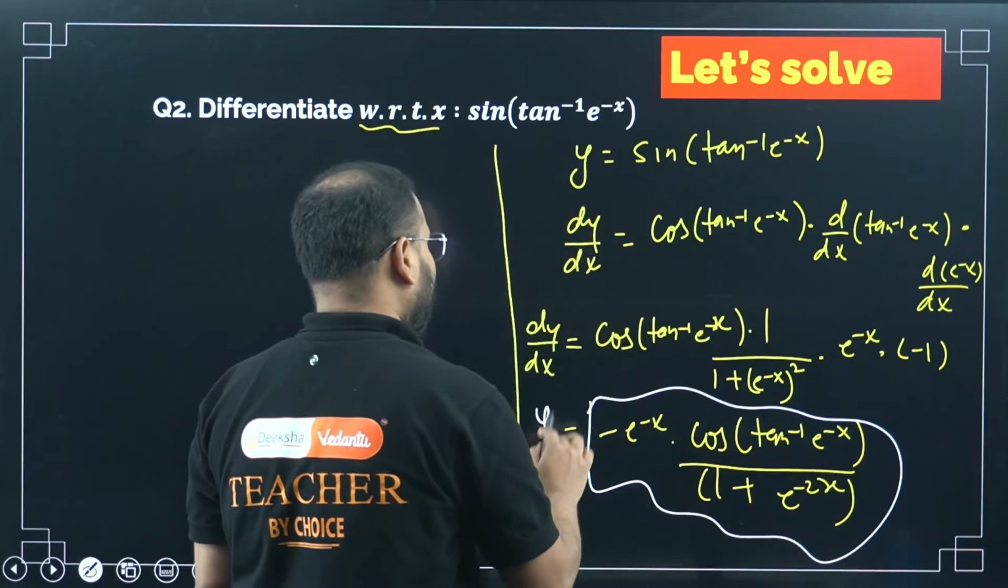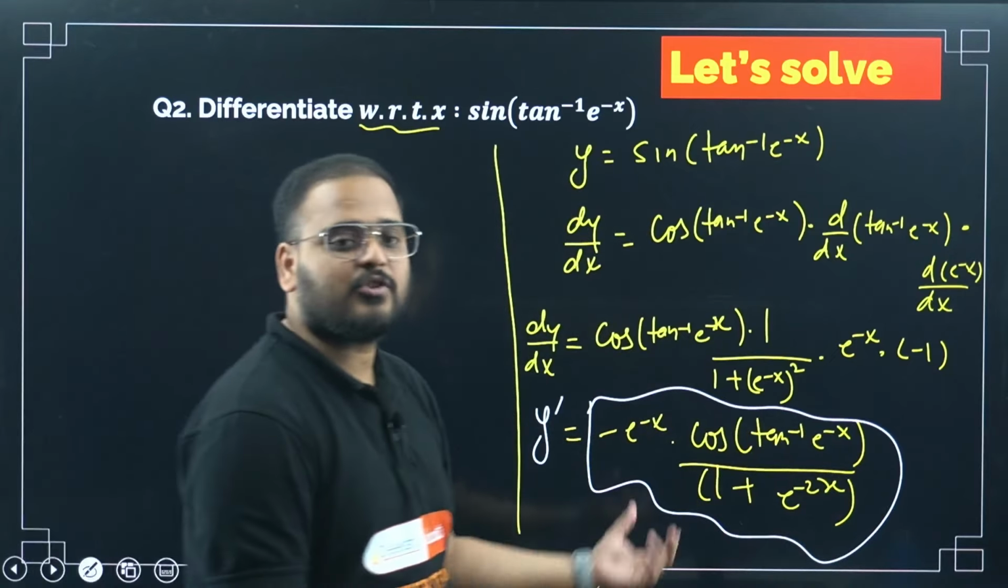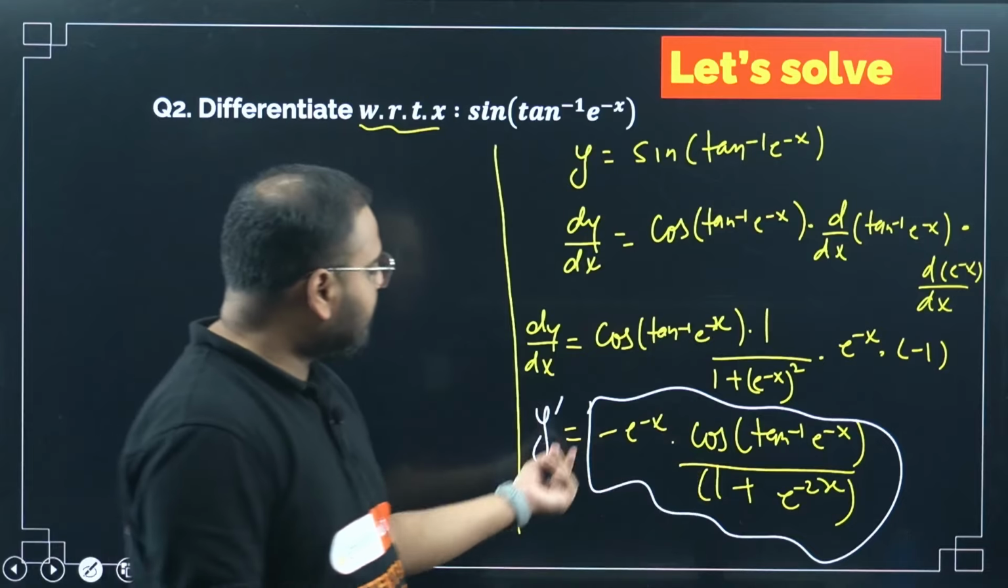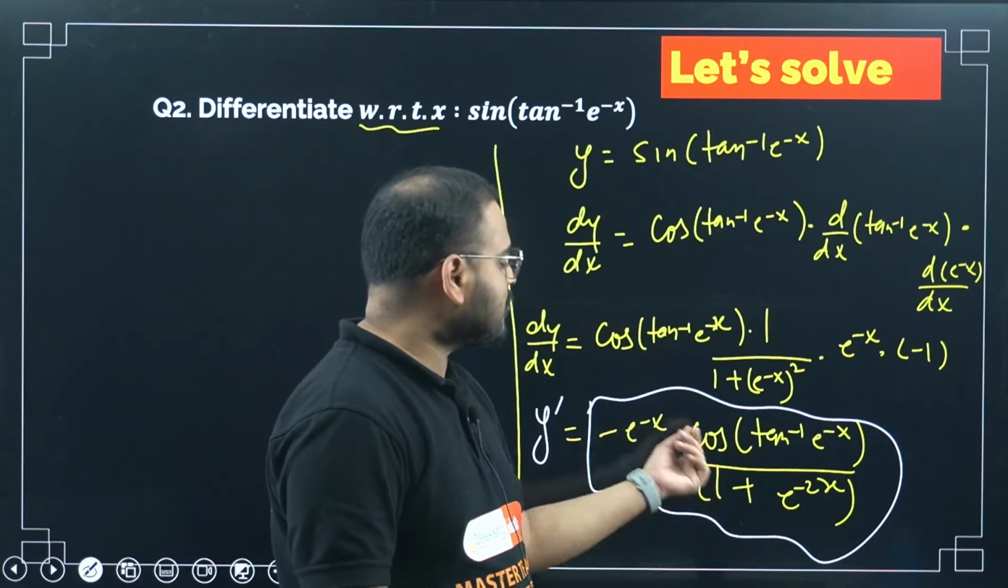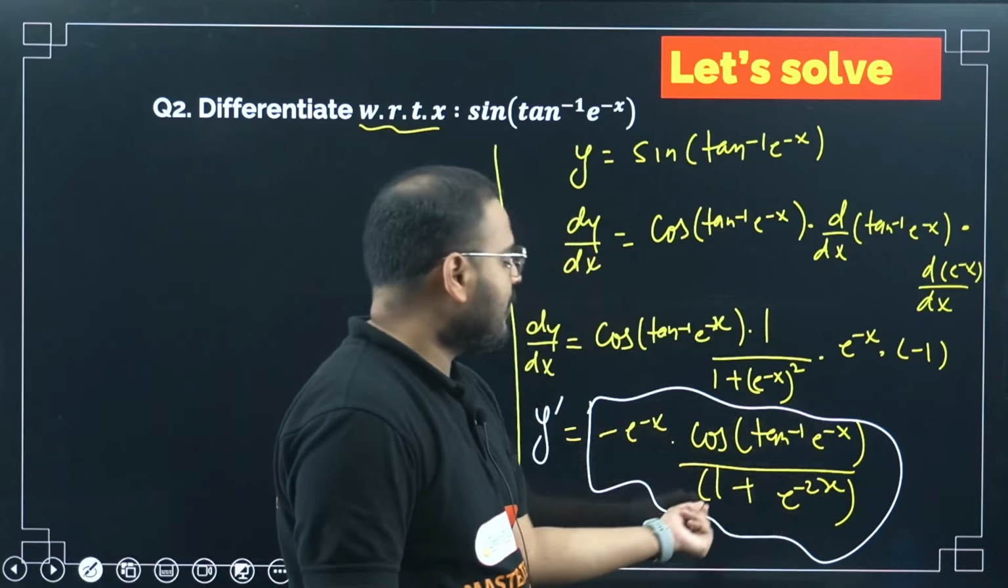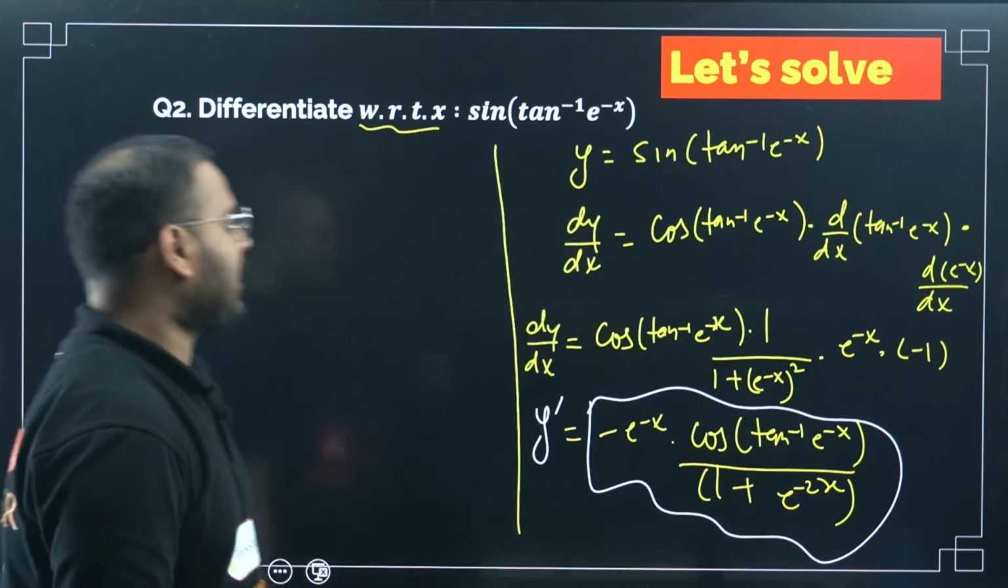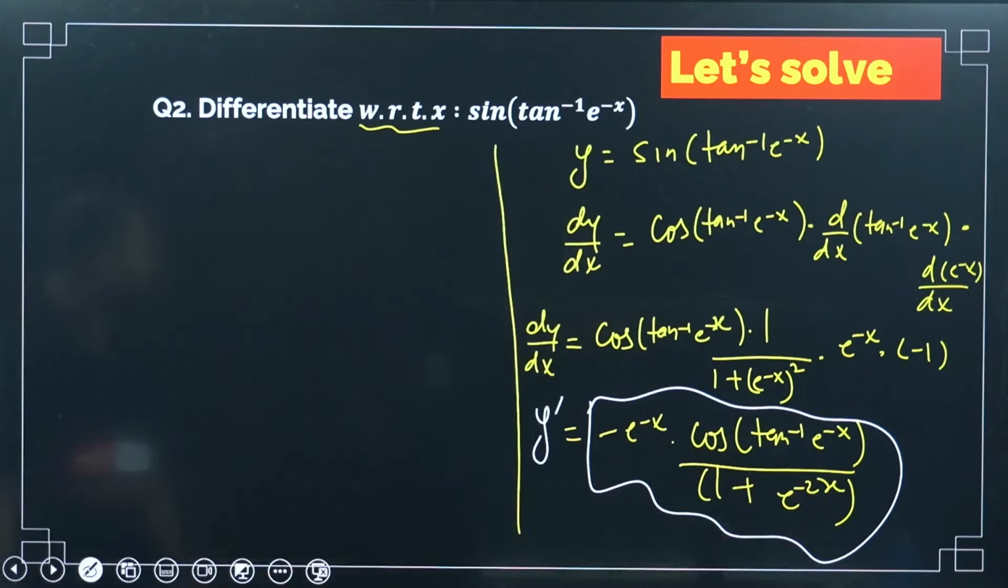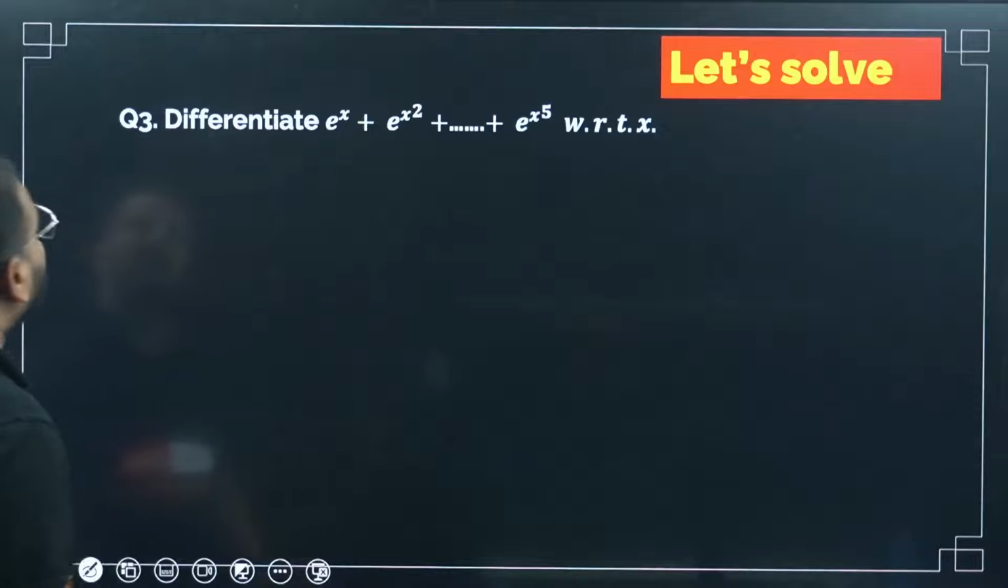For y dash or dy by dx, what is this? Minus e power minus x cos of tan inverse of e power minus x upon 1 plus e power minus 2x. Moving on to the next problem. I can move to the next problem, right, sir?